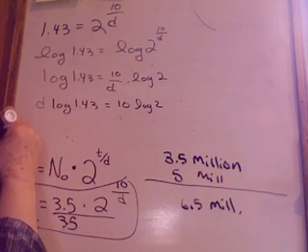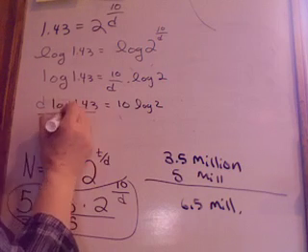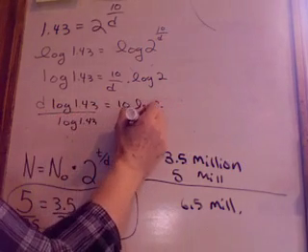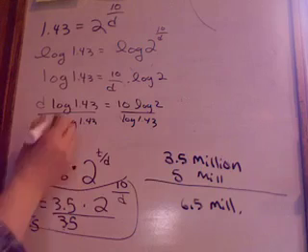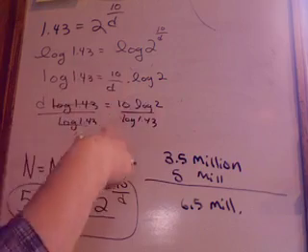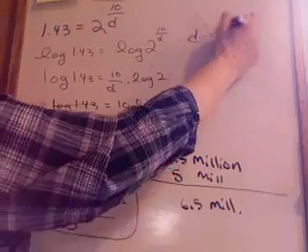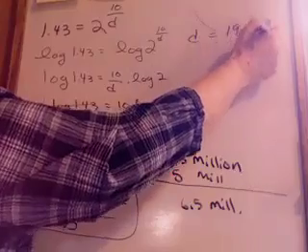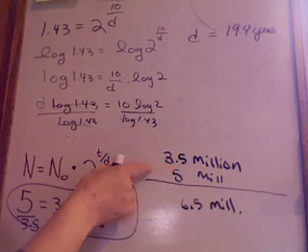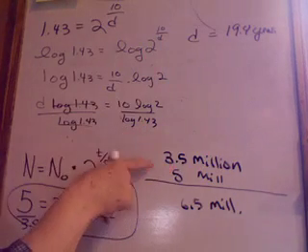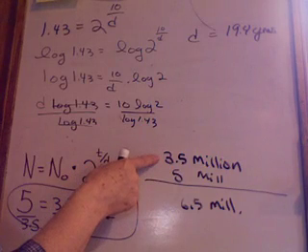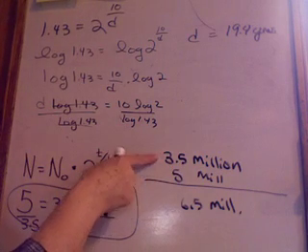How can I get the d by itself? Right, divide by log 1.43. Now I can do that arithmetic here, and when I solve this, I get d equals 19.4 years. And that means the doubling time for this population is 19.4 years. In 19.4 years, this population would be double this size, so it would be 7 million.